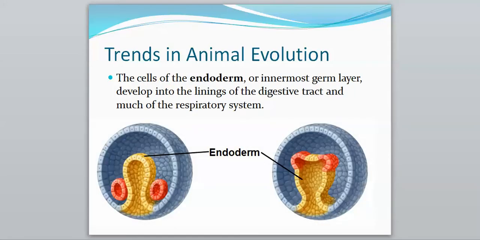The first layer that develops are the cells of the endoderm, and these are the innermost layer, so endo, inside, innermost germ layer, and these develop into the linings of the digestive tract and much of the respiratory system. If you look at our picture, they form the inside, the yellow, and they're going to form things like the digestive tract and the respiratory system.